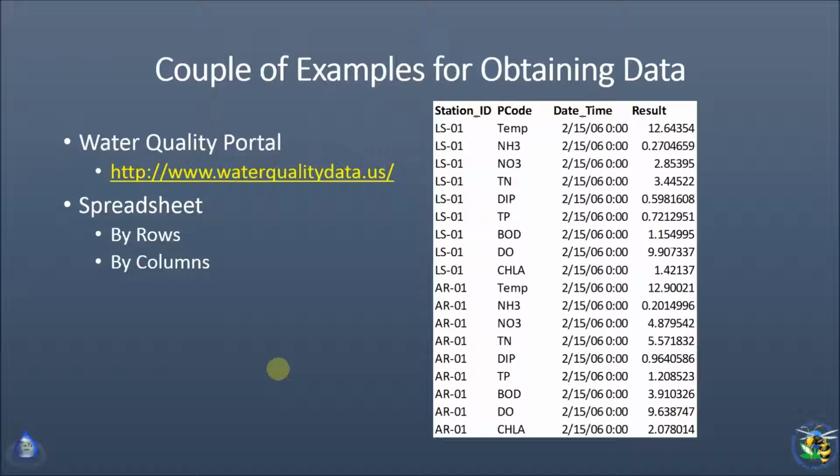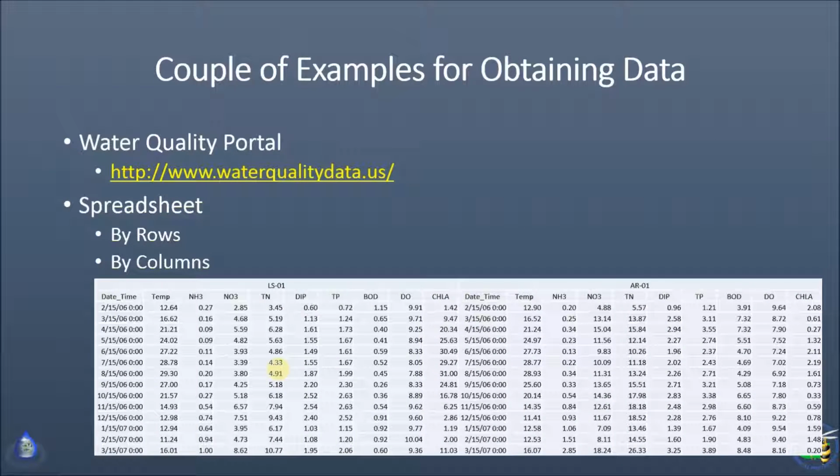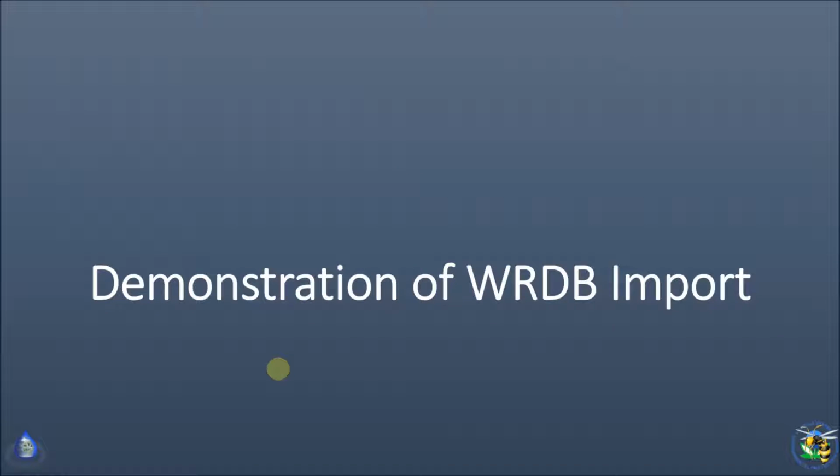The other way we could bring data in is by columns, and that looks more like this, where you have a set of columns with parameter codes for each of the individual stations. And we'll look at how you can bring that data into WRDB as well. So with that, I'm going to give you a live demonstration of how to use WRDB to import data.